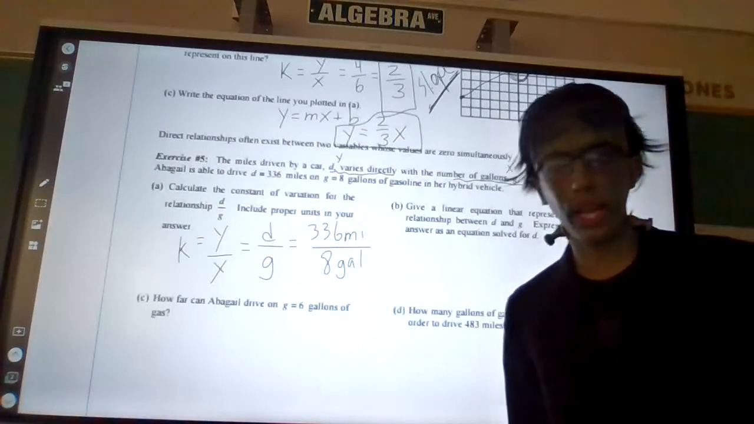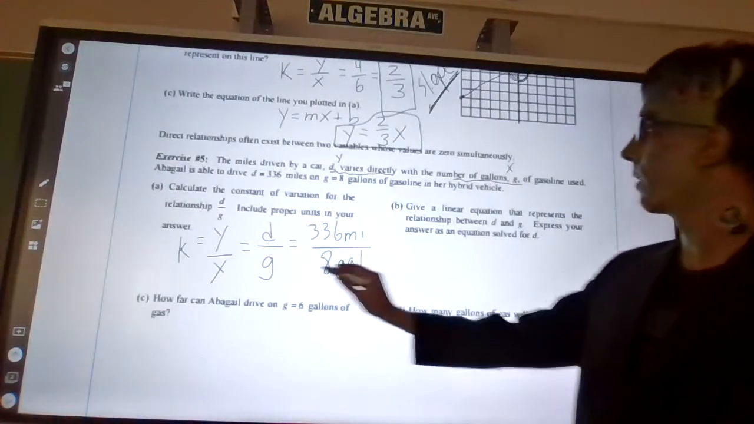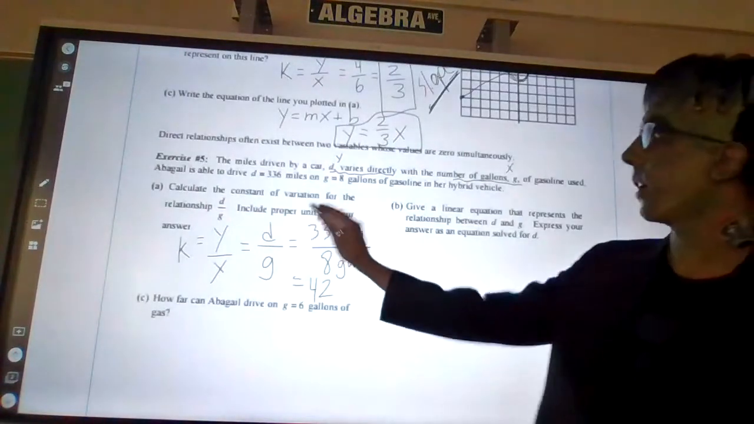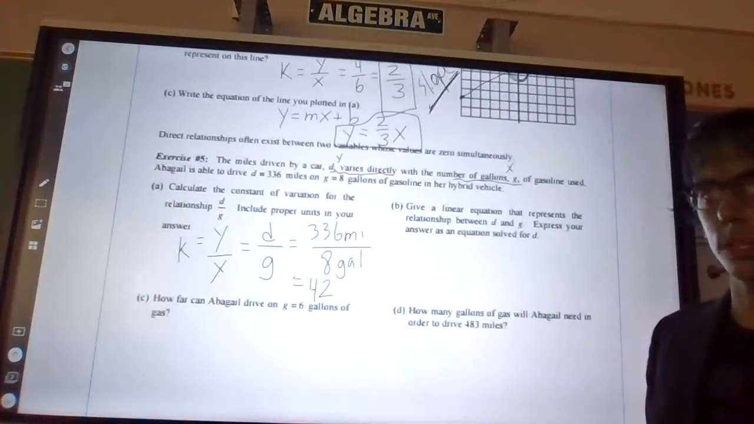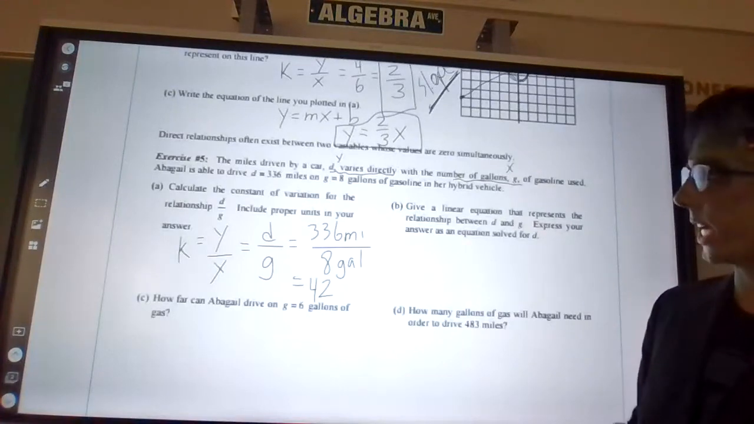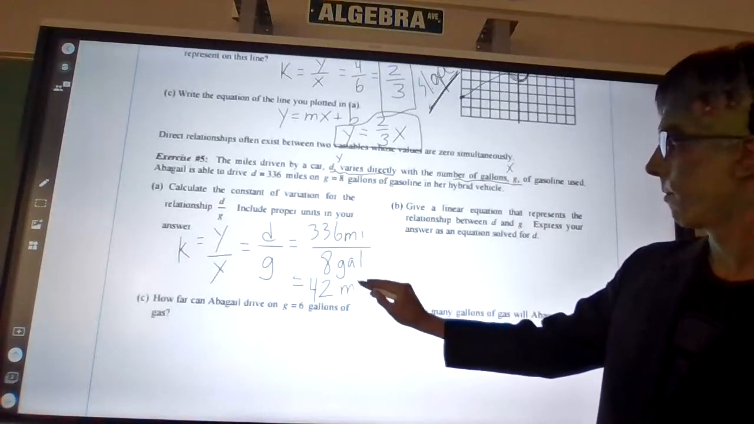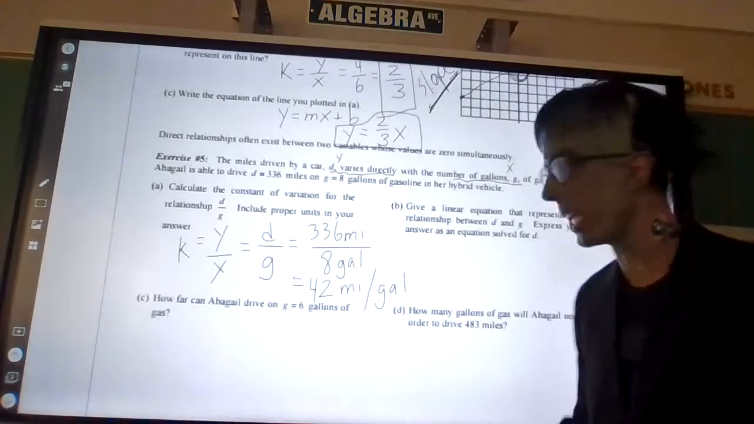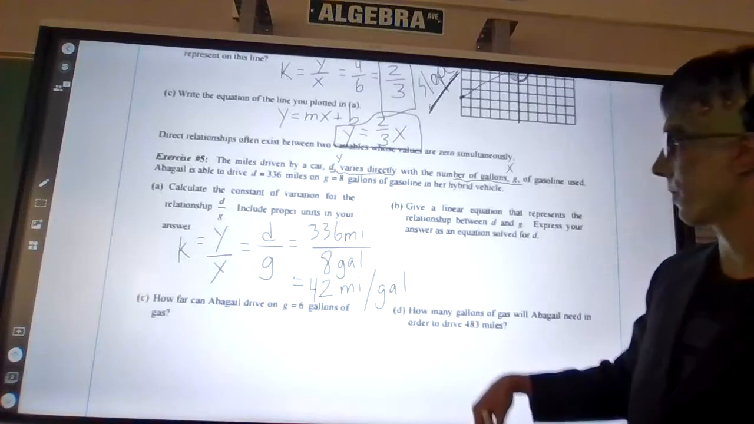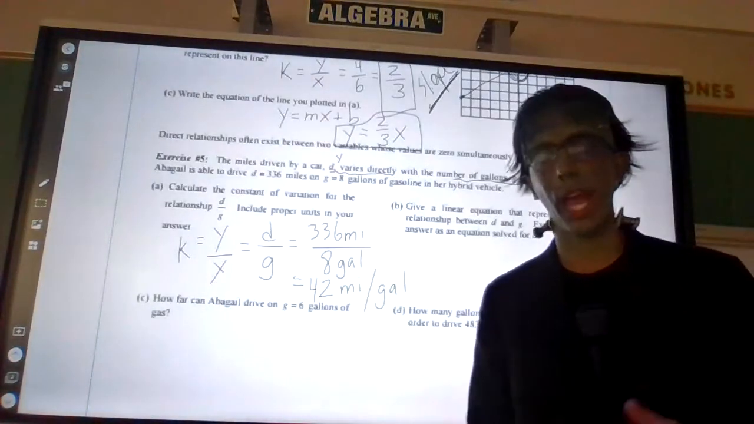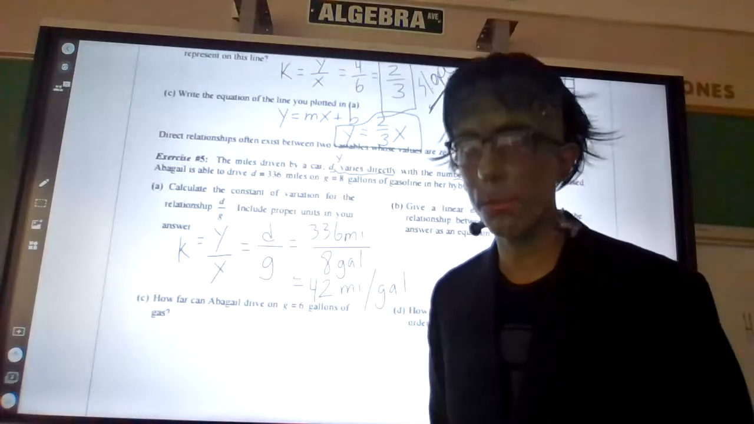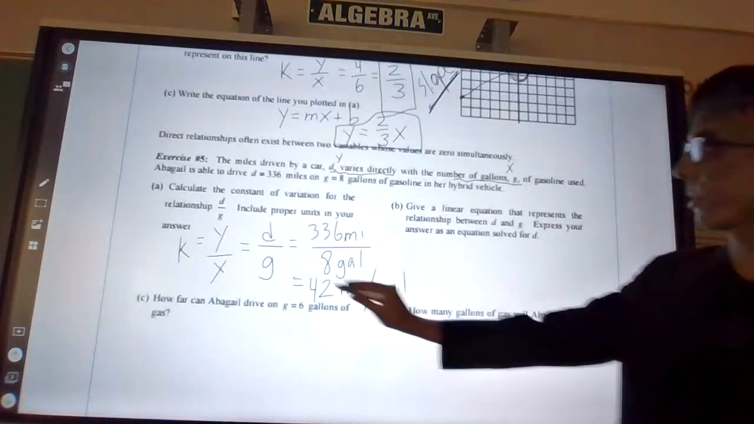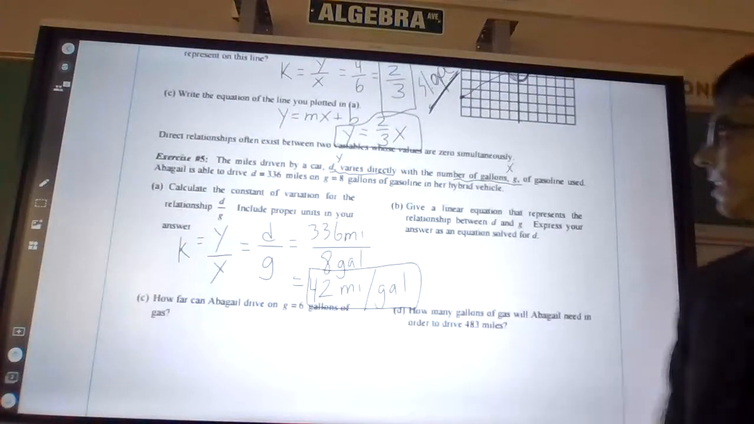A quick division gives us a constant of variation of 42. And it does say to include proper units. So what are the units here? What two things are we dividing? We have miles per gallon, also known as MPG. If you guys are into cars, 42 miles per gallon is pretty good gas mileage. And it's a hybrid, so it makes sense. 42 miles per gallon is the constant of variation.